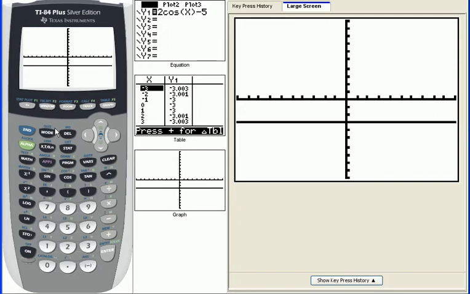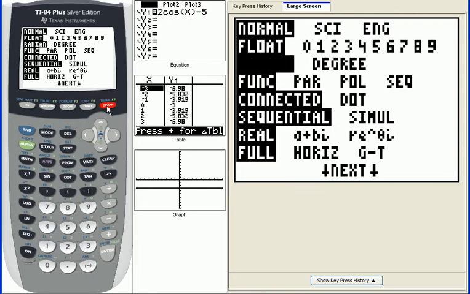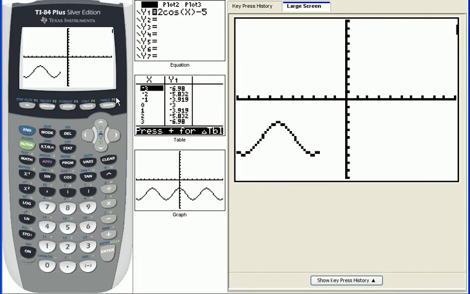So let's look at what mode we're in. We are in degrees, so that's not going to help us. What we need to do is change this down into radians, hit enter, and then if we go to our graph, oh my goodness. Wow, does that make a difference?